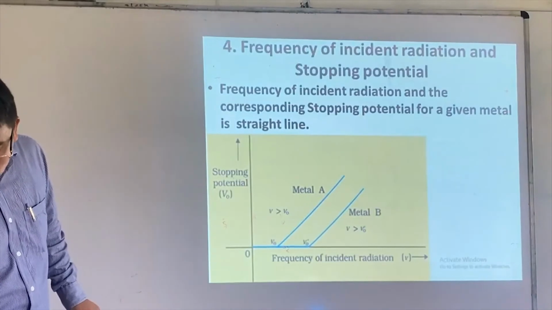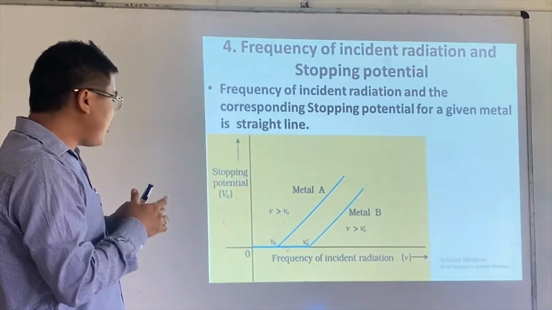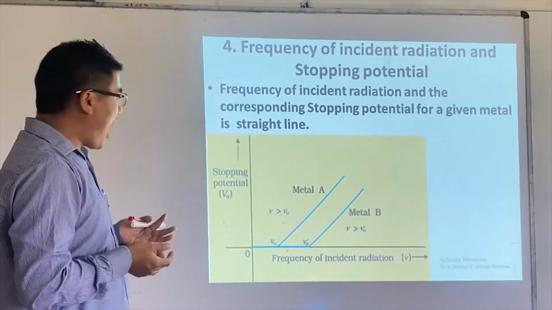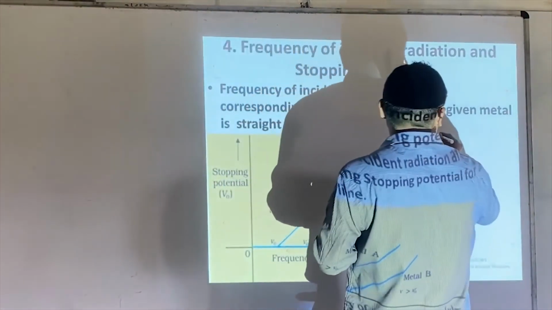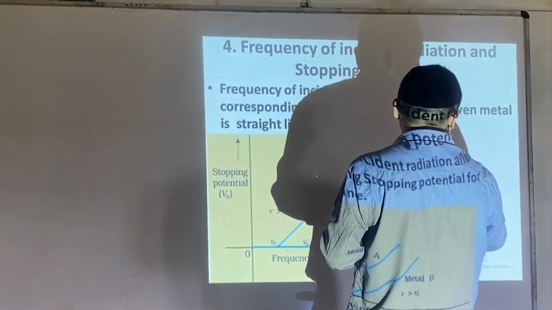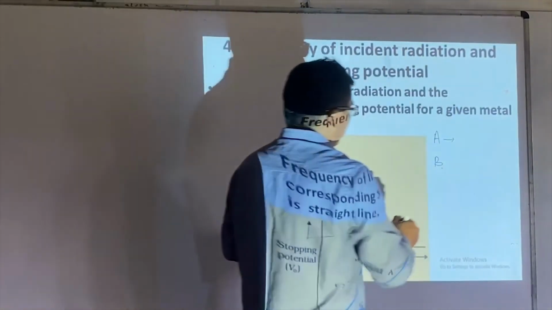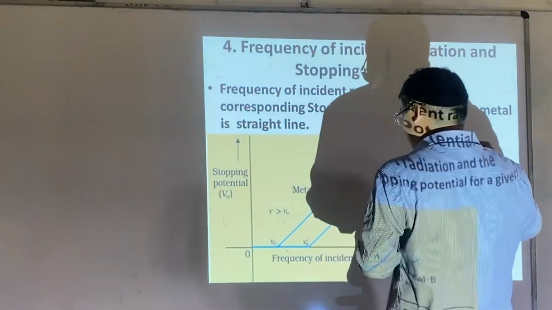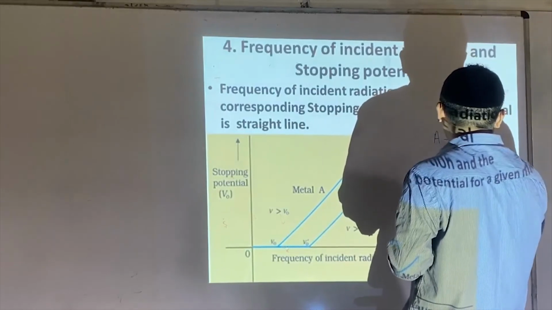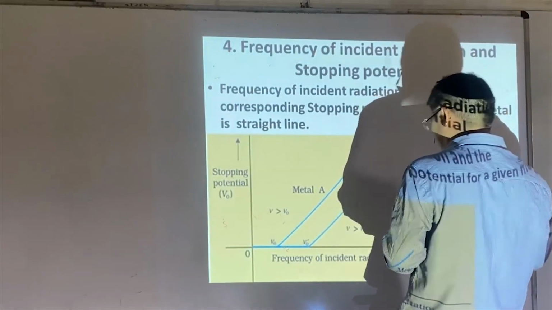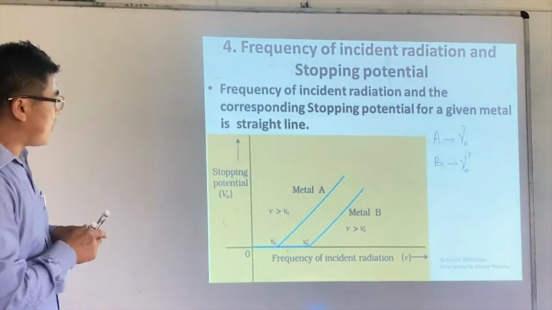Now the last part which we are going to do: I'm going to change the metal surface. I'm going to perform my experiment on two metal surfaces, metal surface A and metal surface B. Metal surface A has threshold frequency mu. Metal surface B has threshold frequency mu prime. That's the point, right?